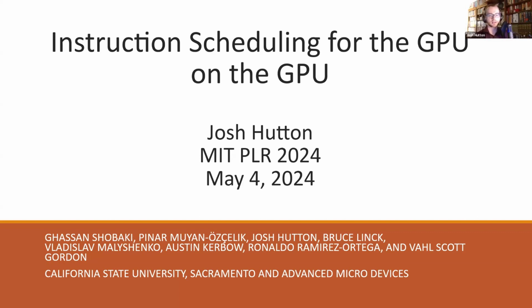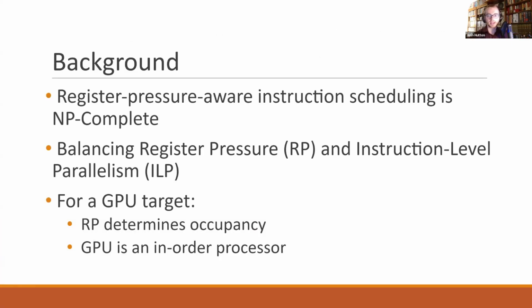All right, thank you for the introduction. Hello, I'm Josh Hutton. I'm a co-author on the paper Instruction Scheduling for the GPU on the GPU. To give some background to our problem, register pressure-aware instruction scheduling is an open problem in code generation. It is NP complete, and because of this, current production compilers generally use greedy or heuristic solutions to approach this problem. We have implemented an intelligent search algorithm to run on the GPU.